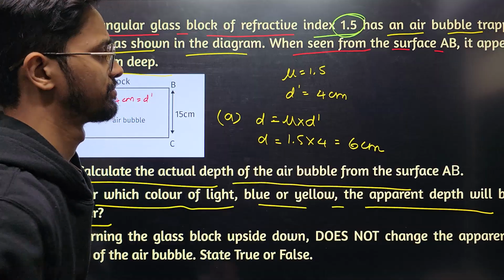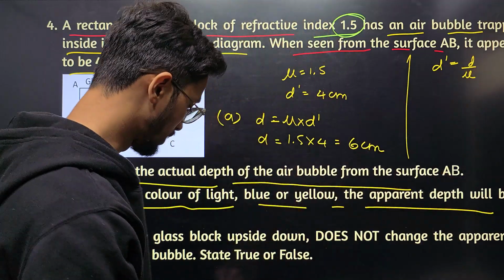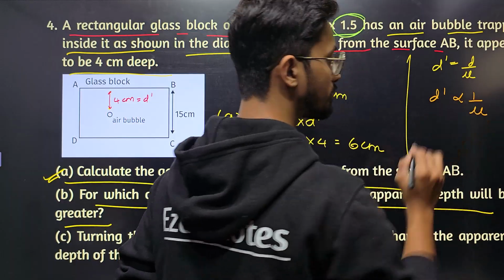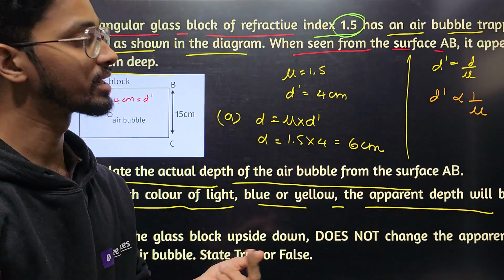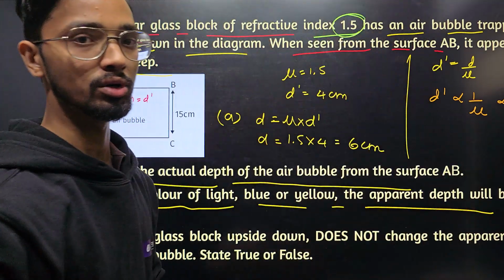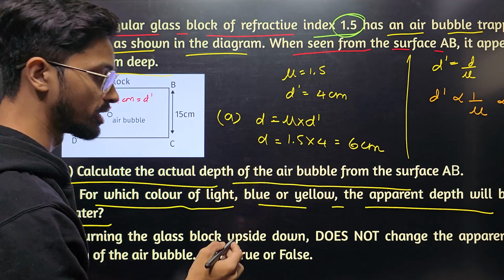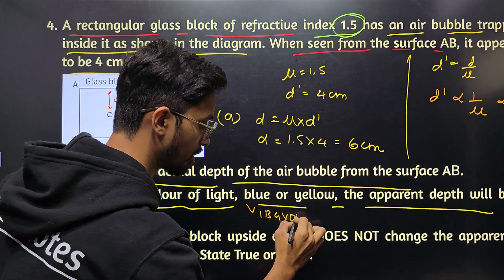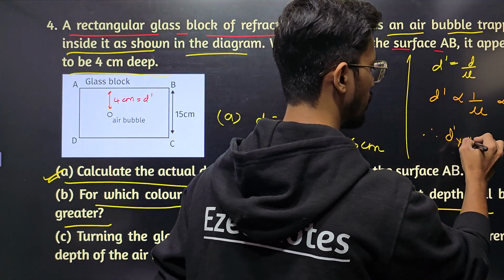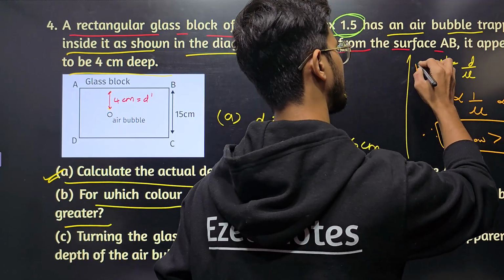See, we know that D dash is equal to D by mu, right? So we can say that D dash is inversely proportional to mu. But mu is also inversely proportional to wavelength. So ultimately D dash is directly proportional to wavelength. Greater the wavelength, greater will be the apparent depth. So in VIBGYOR, which has a greater wavelength? Yellow/red end, so D dash of yellow will be greater than D dash of blue. This is the answer for part B.